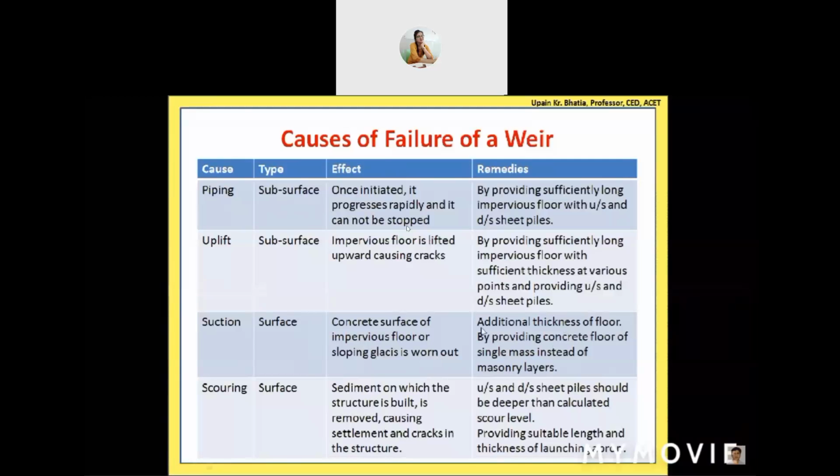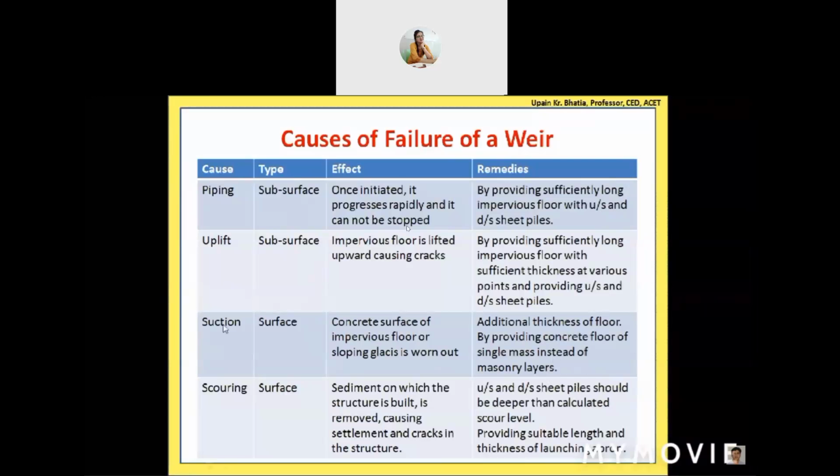How to prevent it? Additional thickness of the floor is provided. Whatever the design thickness is, we have to provide more thickness than that, so that some peeling out of the surface can be tolerated. The safety can also be provided by a concrete floor of single mass instead of masonry. If the floor is provided in the form of masonry layers, the different layers have different strength, the strength will not be uniform throughout, so different layers can be removed easily.